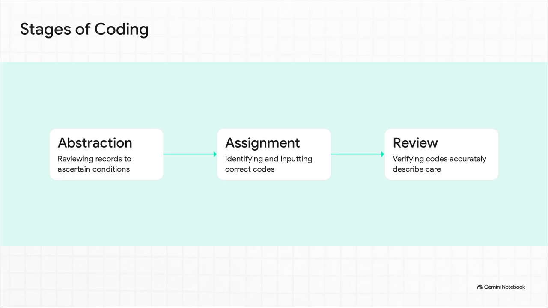Step 2 is assignment. So for each process or diagnosis you've identified, you find the absolute correct code and input it into the system. And finally, step 3 is review. You aren't just blindly punching in numbers, right? You have to verify that the allocated codes adequately describe the patient's condition and the actual care that was given.